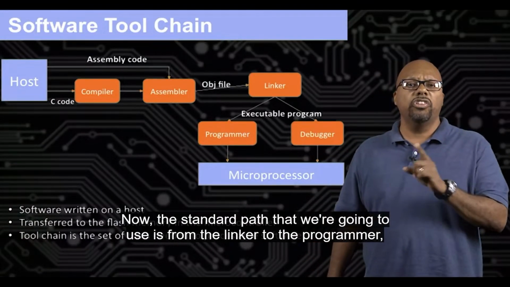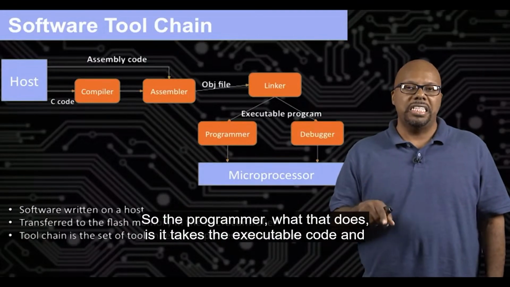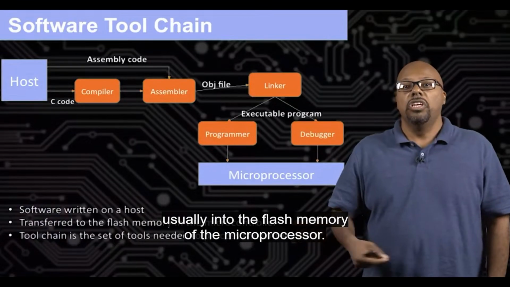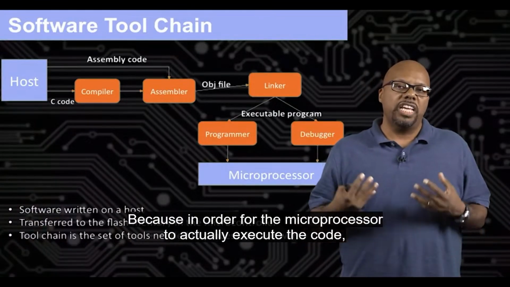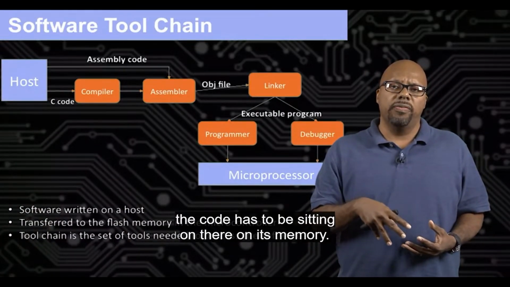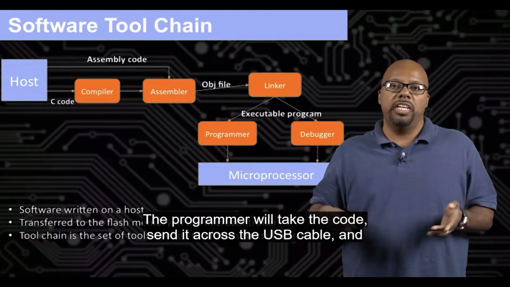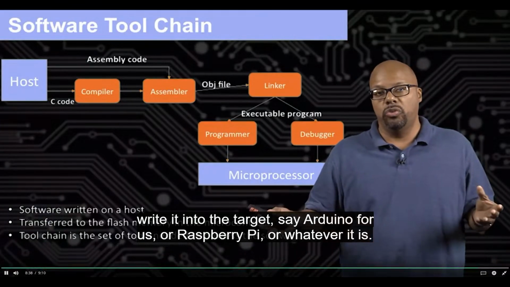Now, the standard path that we're going to use is from the linker to the programmer, which then goes to the microprocessor. What the programmer does is take the executable code and write it from the host machine onto the microprocessor, usually into the flash memory of the microprocessor. Because in order for the microprocessor to actually execute the code, it has to be sitting in its memory. That goes via USB cable for us. The programmer will take the code, send it across the USB cable, and write it into the target, say Arduino for us or Raspberry Pi or whatever it is.